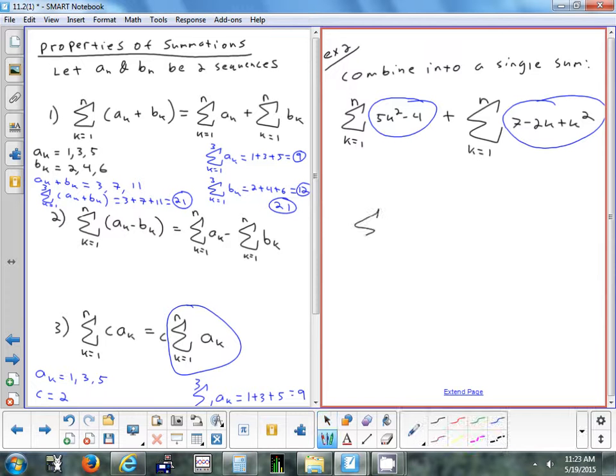So we'll write this as a sum from k equals 1 to n. Don't change that. Leave it exactly like it was. Put your first sequence, 5k squared minus 4, plus just put your second sequence. Okay, now combine together anything you can.